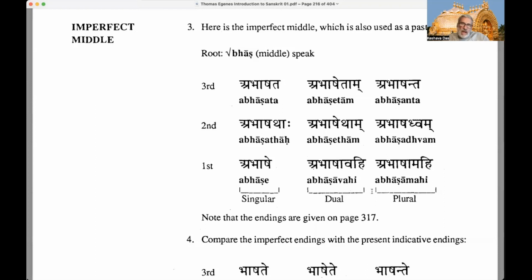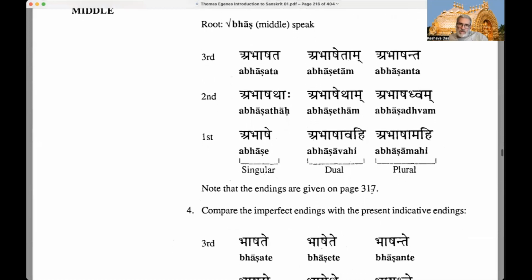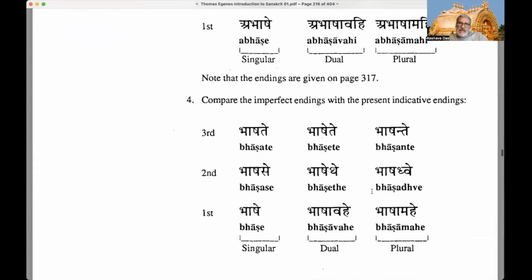abashanta, abashataha, abashatam, abashadvam, abashe, abashavahi, abashamahi, right? And this is how you conjugate bhash, to speak, with imperfect middle endings, not active endings. Okay, so note that the endings are given on page 317.